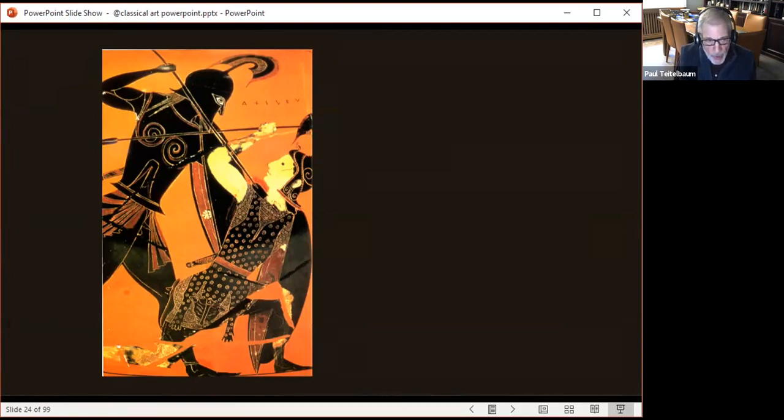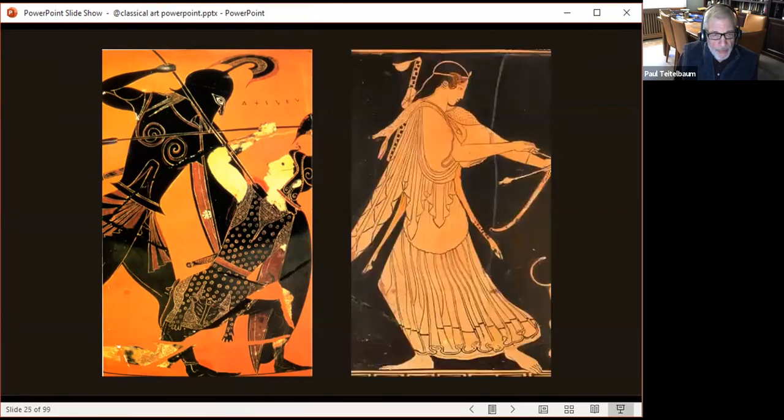So let me move on from there. The main point that I'm making here about this two-dimensionality is that the figures are more symbols than they are real portraits. Now compare this. This is red figure, and just look at the difference. This is a depiction of the goddess Artemis, and look at the swaying drapery of her long skirt and how that conveys motion.